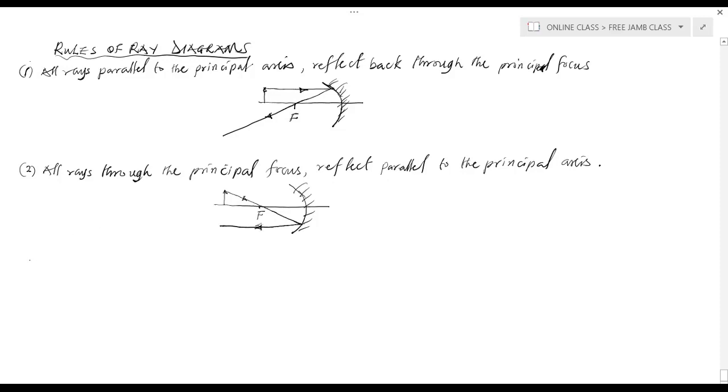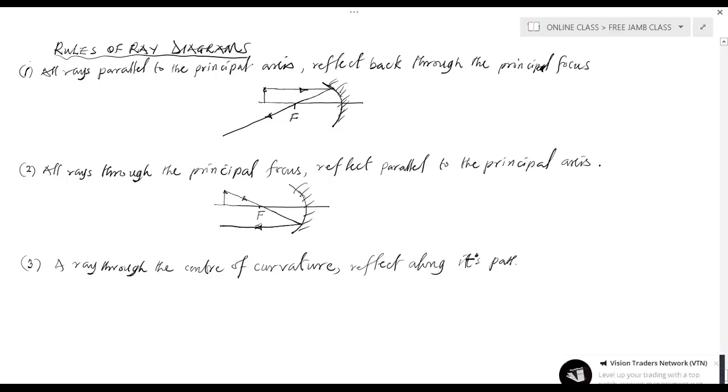Then the third one is, a ray through the center of curvature reflects along its path. That is, it reflects back along that same line, same direction.